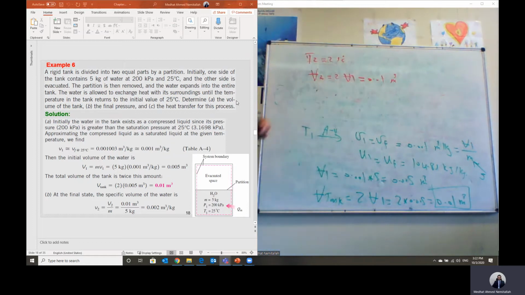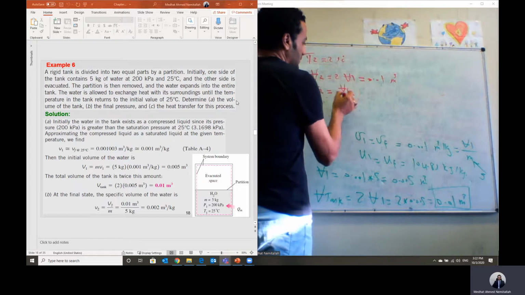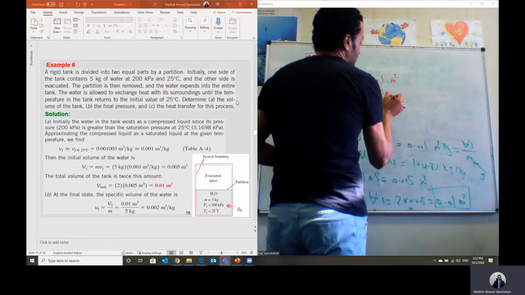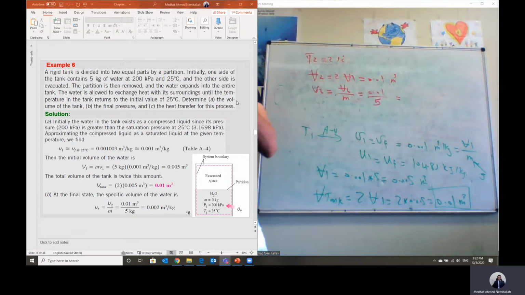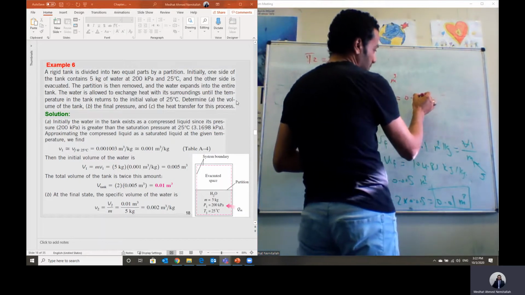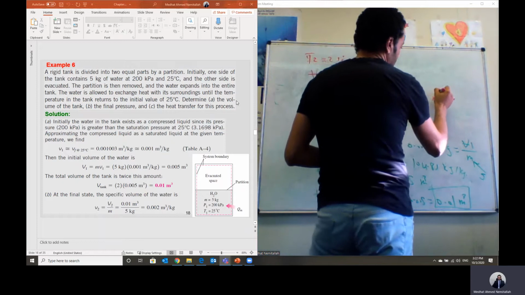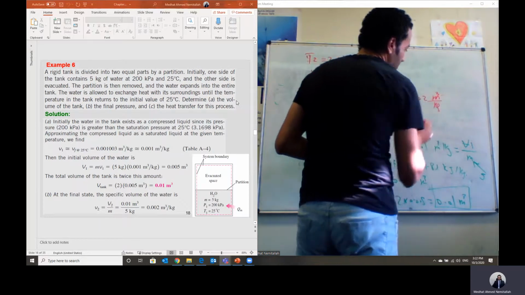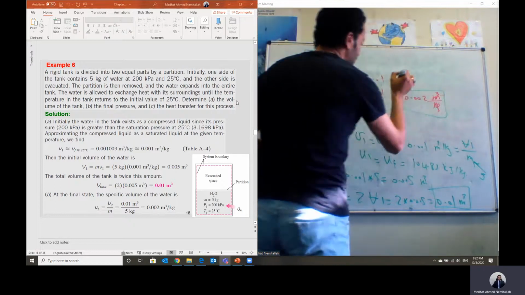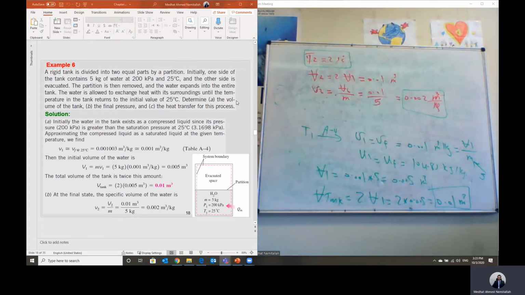But actually we cannot use the volume, we need the specific volume in order to go to the table. So the specific volume v2 will equal the volume V2 divided by mass, which is 0.01 divided by 5 in this case. And we can calculate the specific volume v2, it will equal 0.002 meter cube per kilogram. Now at step number 2, the temperature T2 is given, equal to 25, and we have the specific volume v2 equal to 0.002 meter cube per kilogram.